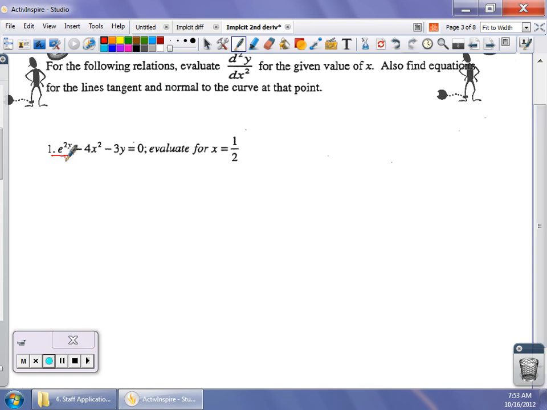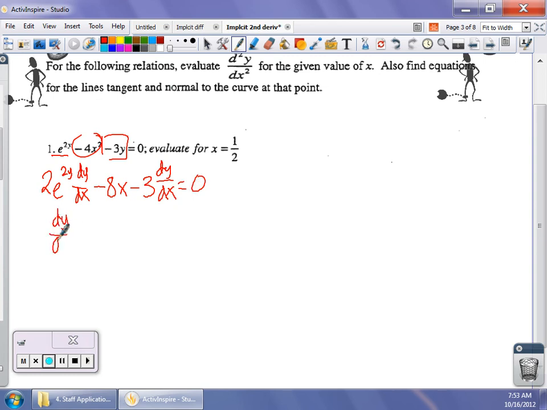Taking the derivative of e to the 2y, I get 2e to the 2y dy dx. Taking the derivative of the second term, I'll get negative 8x. The derivative of the third term will give me negative 3 dy dx, and of course the derivative of 0 is 0. I'm going to move the 8x to the right-hand side. I'm going to factor out the dy dx in the terms over here, so I get 2e to the 2y minus 3 is equal to 8x. And again, I just added the 8x to the right-hand side and factored the dy dx out of the terms on the left-hand side.